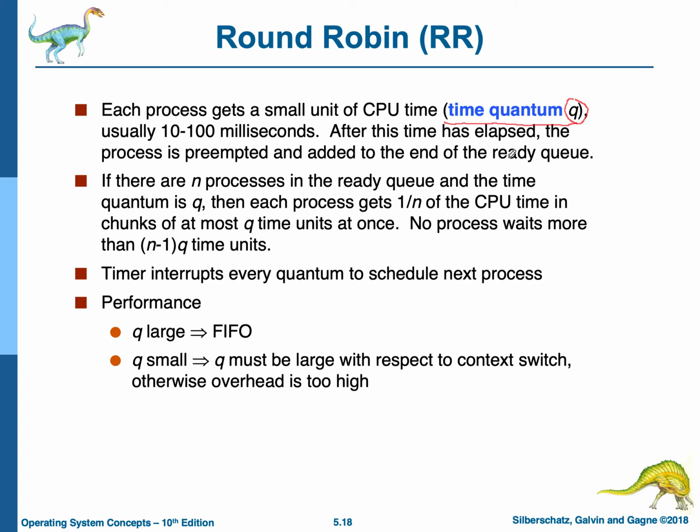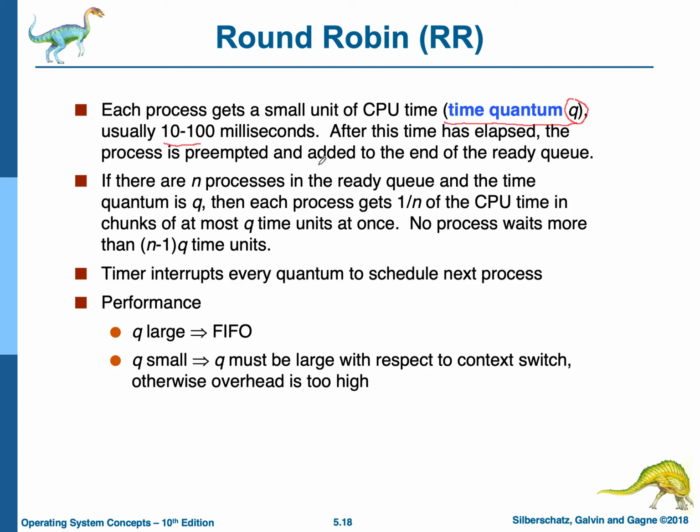Usually this time varies between 10 to 100 milliseconds, and it can be even smaller, but if you make it smaller, the efficiency may not be good because of context switching. If the quantum time is small, there would be very rapid switching between the processes. So this time is usually very small.